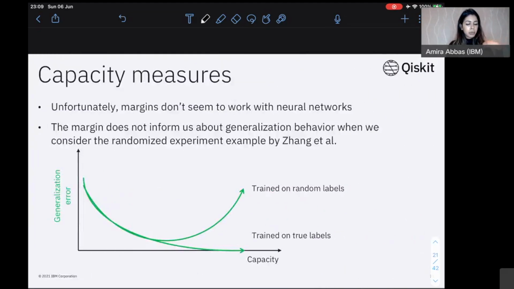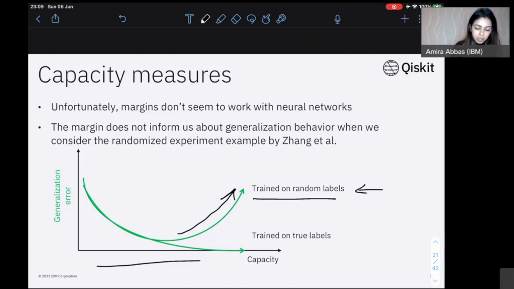There was a very nice paper that came out that illustrated this quite nicely. In short, we can think about how capacity measures capture generalization error behavior by looking at this picture again. Remember that when we train our model on data with random labels, we should definitely see this overfitting behavior again. And unfortunately, when we look at the margins of neural networks in this randomization experiment, this relationship does not come through, meaning that the distribution of margins does not capture the overfitting behavior that comes with this randomization experiment.